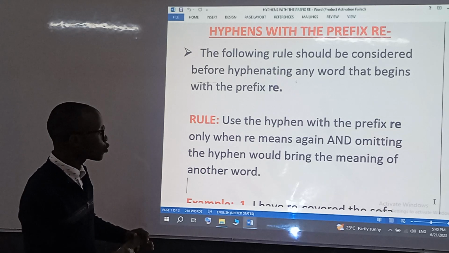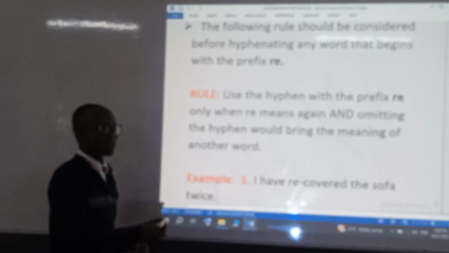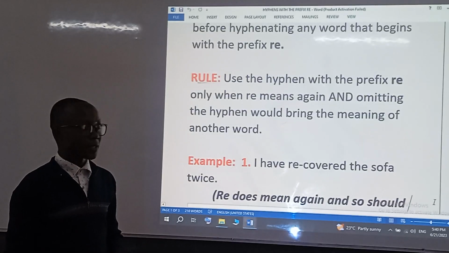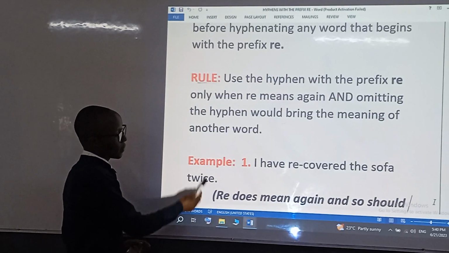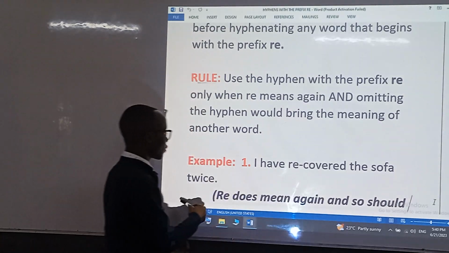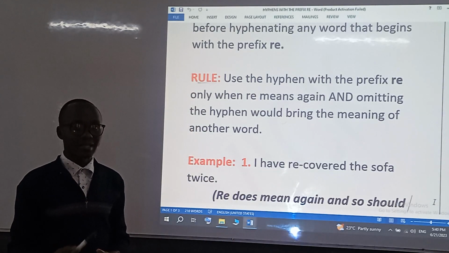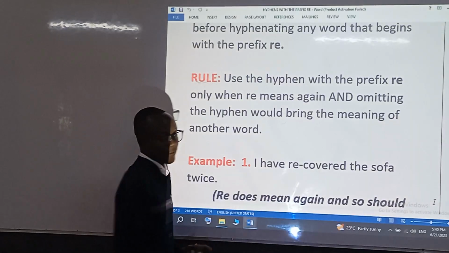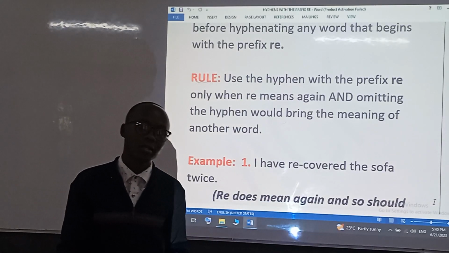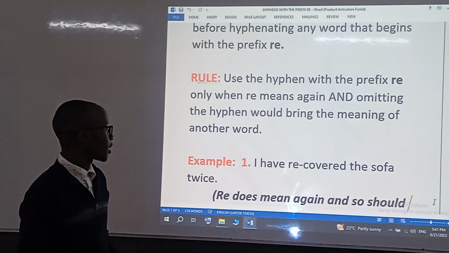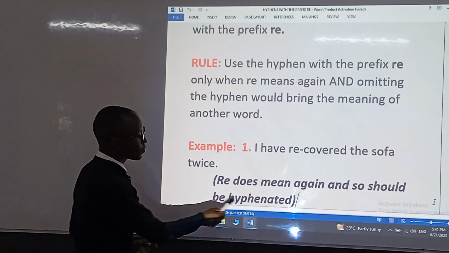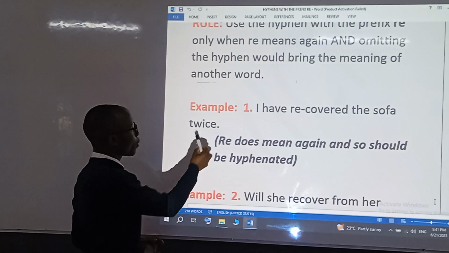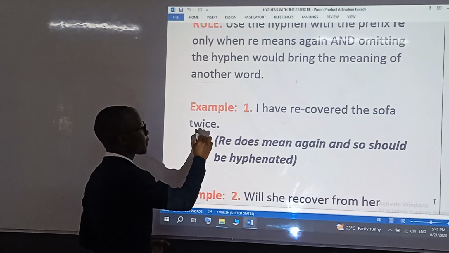So let us see how we hyphenate words that begin with the prefix re and what they mean in a particular sentence. Example 1: I have re-covered the sofa twice. If you look at that example, it is hyphenated. We have the prefix re with a hyphen. But what does the sentence literally mean? I have re-covered the sofa twice. The re does mean again, and so should be hyphenated, because we are talking about covering the sofa twice.